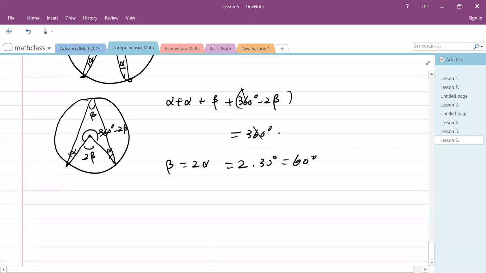So if we are given a polygon in a circle, there is additional hidden information there, which you have to use. Otherwise, you cannot figure it out to answer.